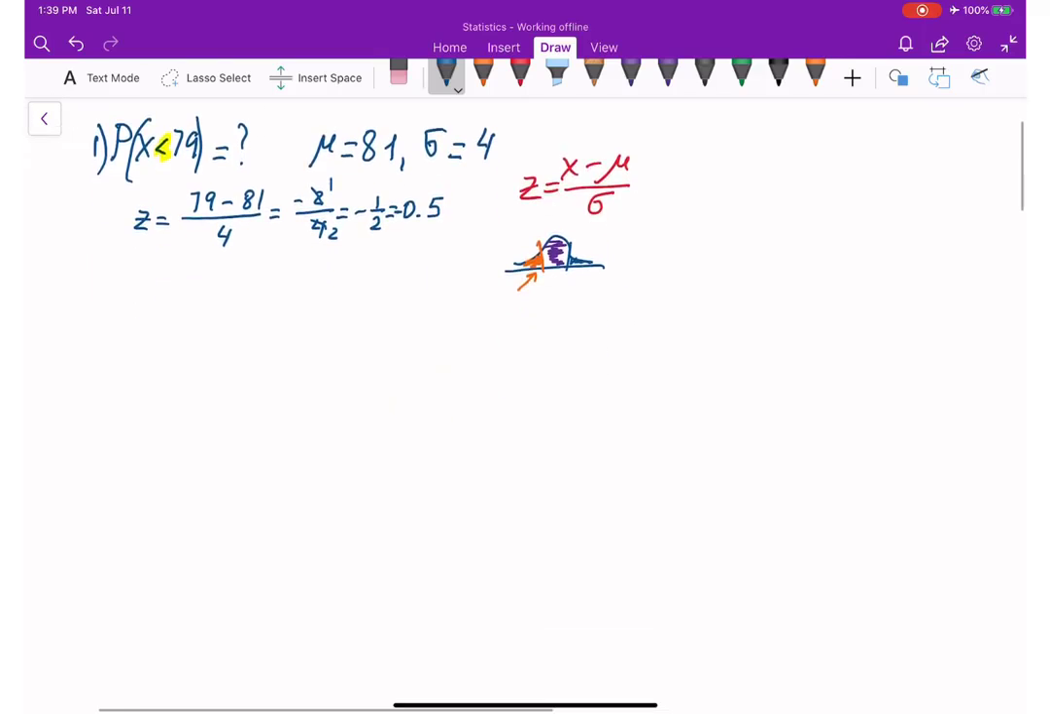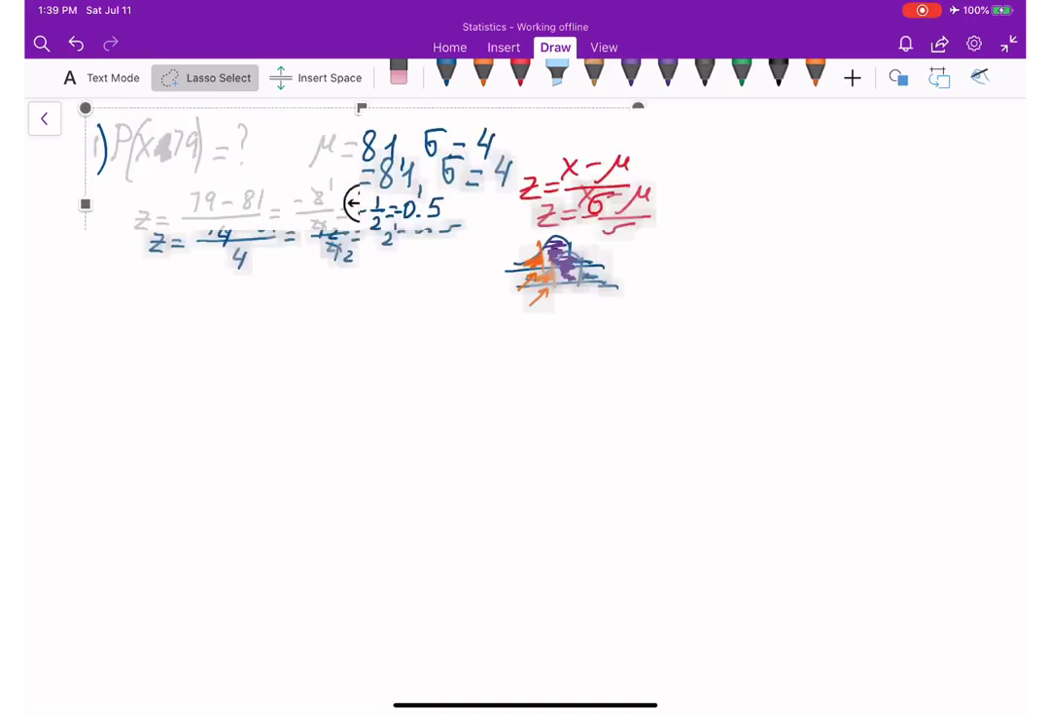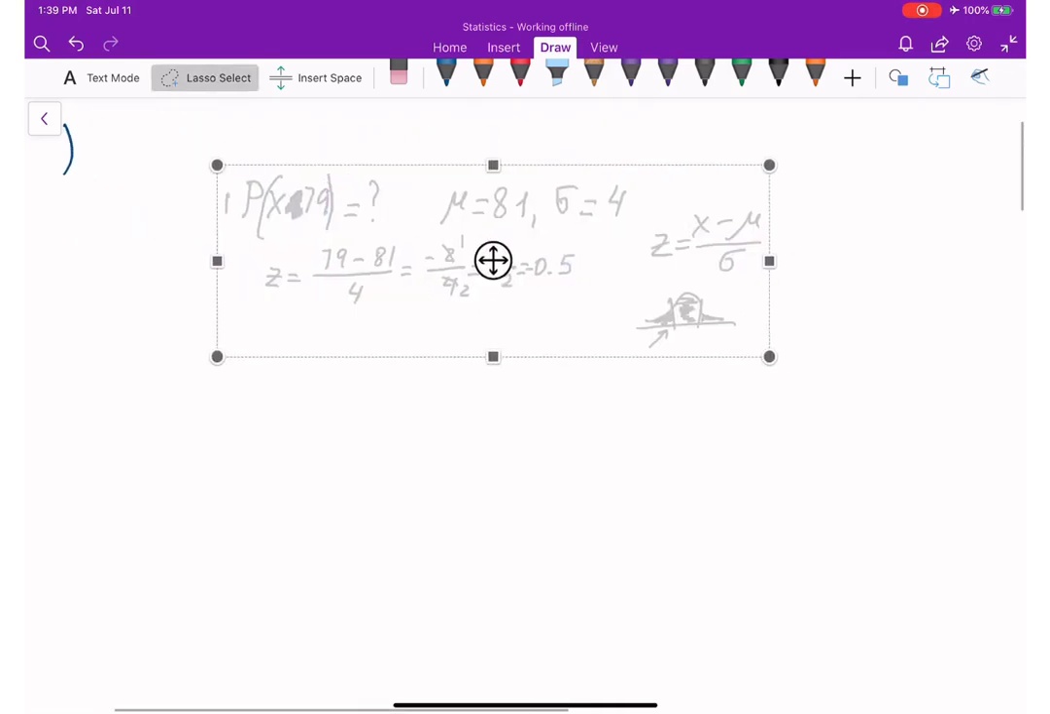Let me move in the middle this one. Okay.